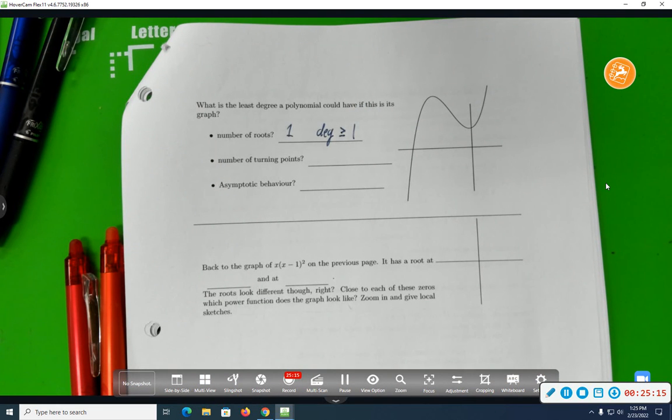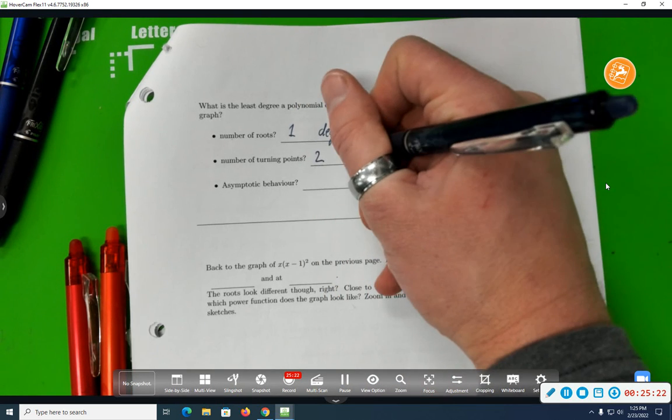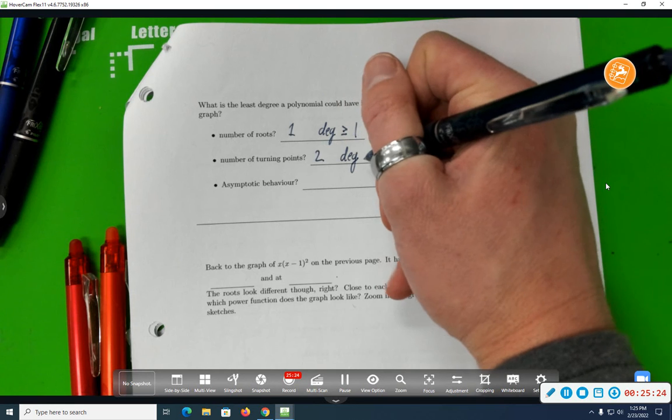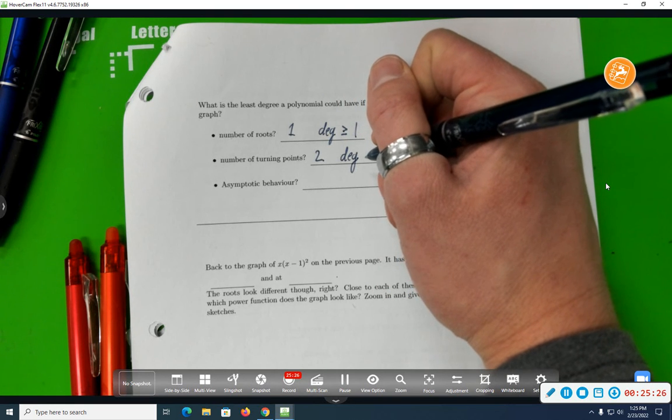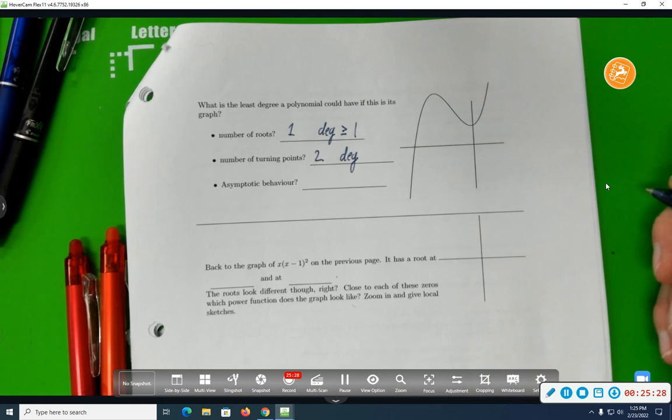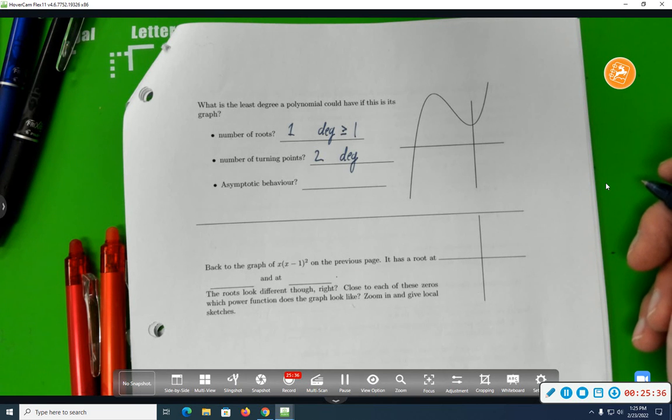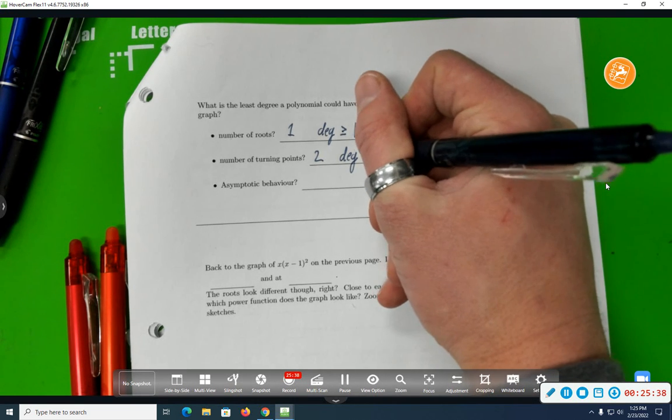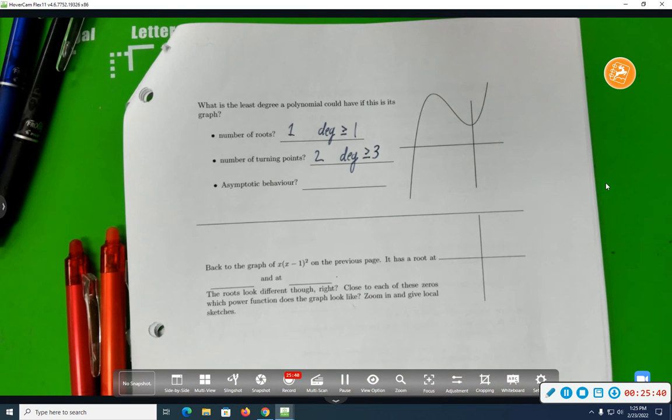How many turning points does that graph have? 2. So what can you tell me about the graph because of that? Could it be a degree 1 polynomial if it has 2 turning points? Could it be a degree 2 polynomial with 2 turning points? Could it be a degree 3 polynomial with 2 turning points? And anything bigger than that as far as we know. Let's try to measure its asymptotic behavior.